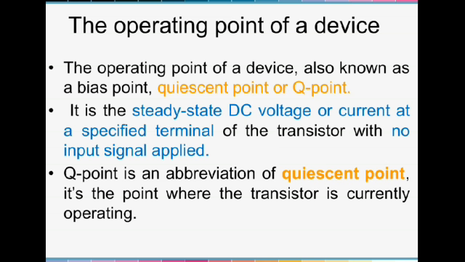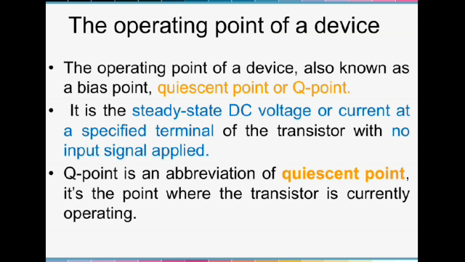Next important point here is the operating point. Already we discussed that to fix the operating point, the transistor is properly biased. So what is an operating point and how that operating point is fixed is the topic we are going to discuss now. Operating point of a device is also known as bias point or Q point or quiescent point.